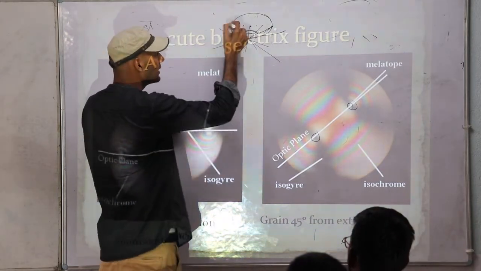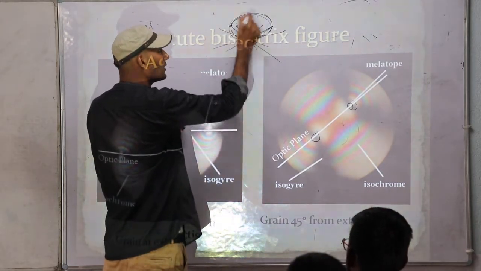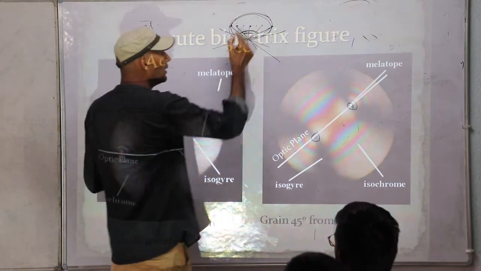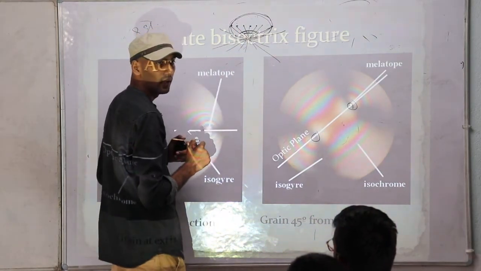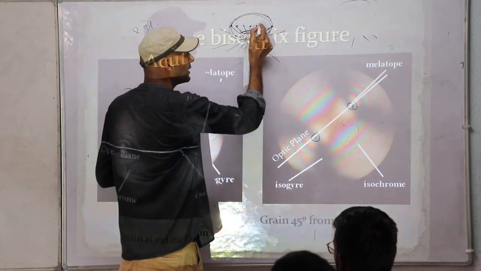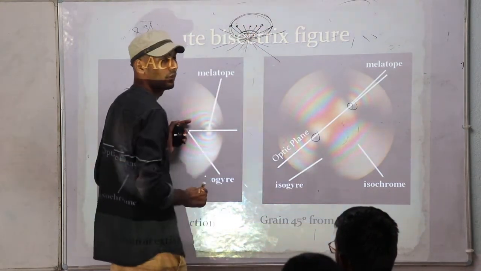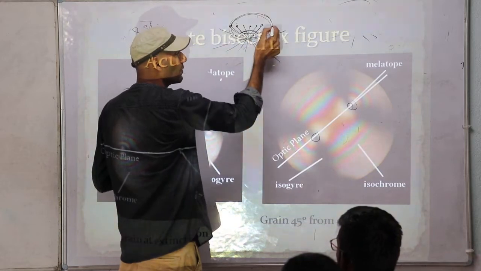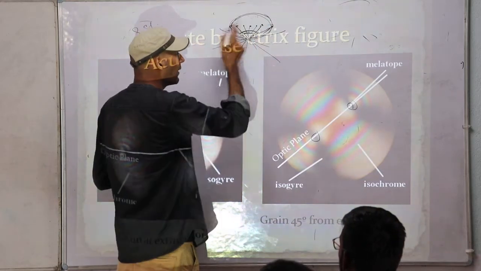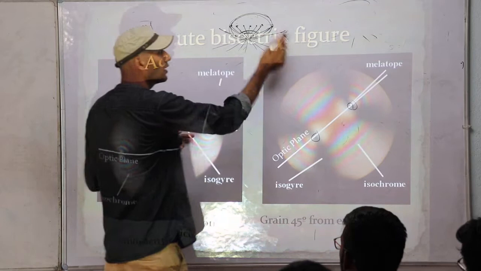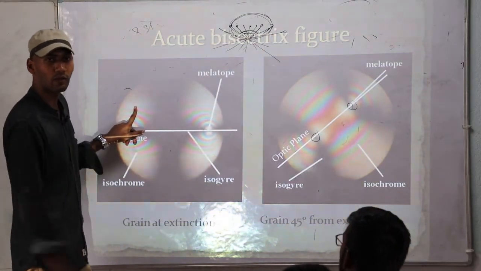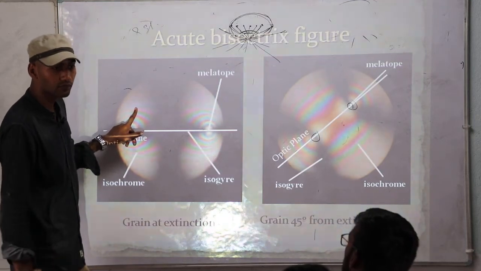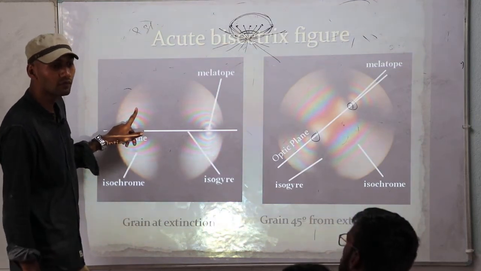Got that? Because this is my microscopic field of view. If the angle is very small, you can see both the melatopes near the acute bisectrix. As I increase the angle, you can still view the melatopes. As I increase it further, they are formed at the boundary. If I increase it further still, they will not be shown in the acute bisectrix interference figure. They will no longer be an acute angle; they will form an obtuse angle.